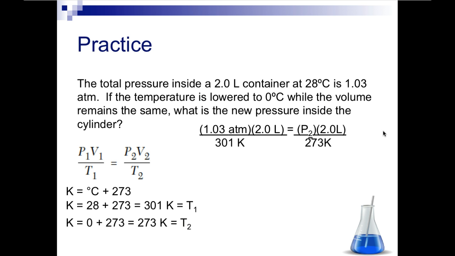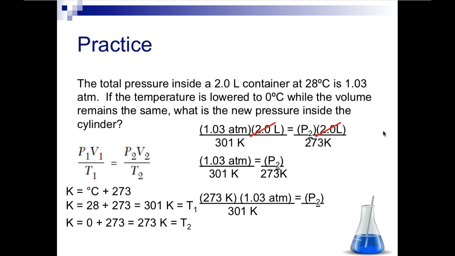Since our volumes are not going to change, we can just get rid of those and cancel those out, and so our equation is going to boil down to just this. Then what we're going to do is multiply each side by 273, and we get this. Plug into our calculator, and you should get 0.934 atmospheres as your final pressure.